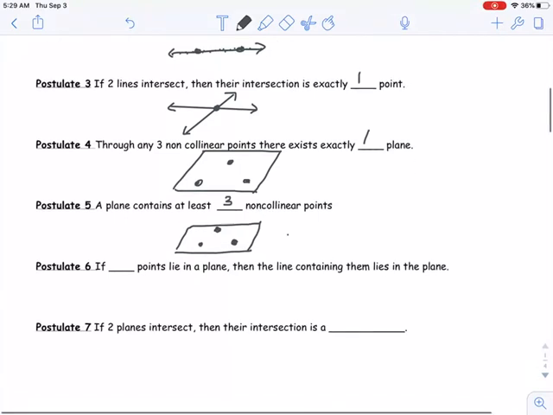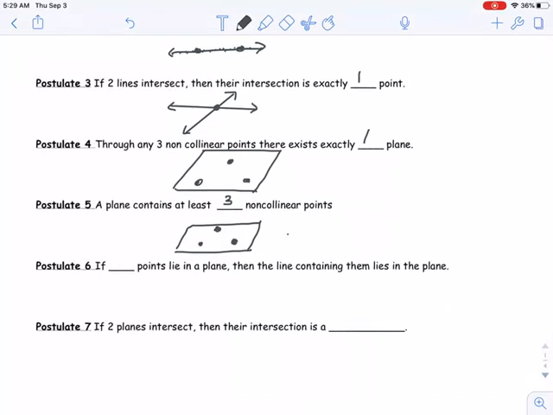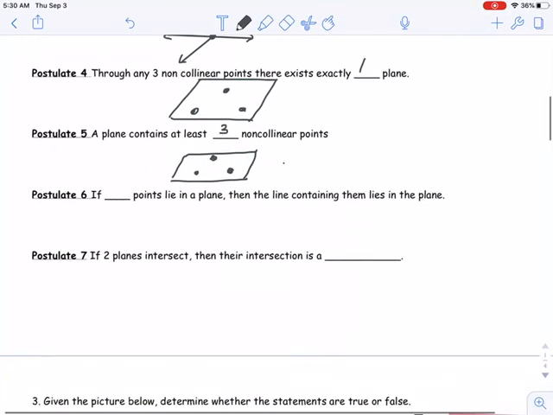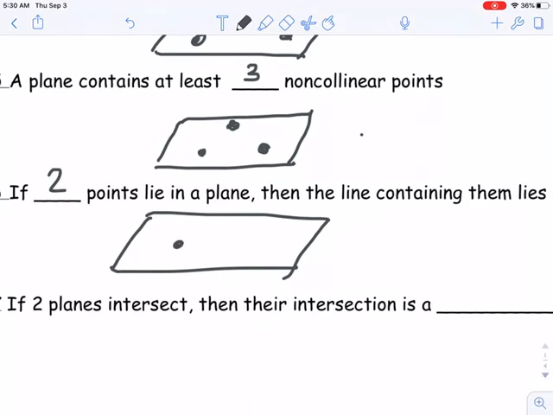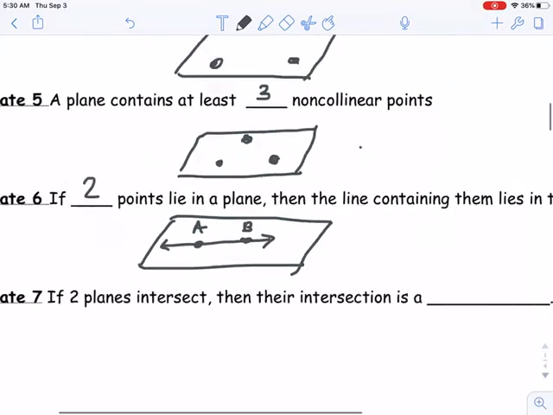And I have a four-legged stool. 4 points don't have to be coplanar. I should have been saying coplanar these last few sentences. 4 points don't have to be coplanar, but they can be. But that's when you'd be on a stool that rocks. Legs aren't even. If 2 points lie on a plane, then the line containing them lies in the plane. All right, this one's a little goofy, but if you think about it, we have some plane. These 2 points lie on the plane, so if A and B lie on the plane, then line AB lies on the plane as well.